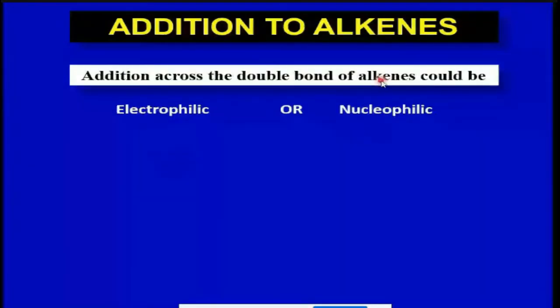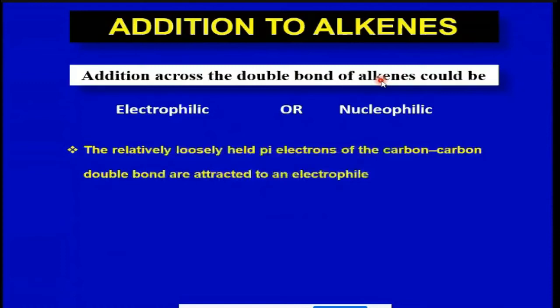On the other hand, nucleophilic addition would mean that a nucleophile comes and adds across the double bond of the alkene. In that case, this alkene or the double bond would act like a receiver of the electrons from the nucleophile. So we will see both of the cases, and we will see what the structural features are that are responsible for alkenes being electrophilic or nucleophilic.